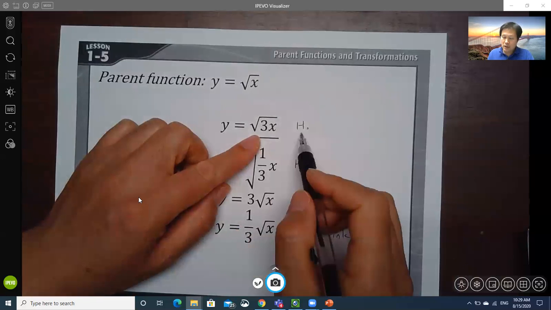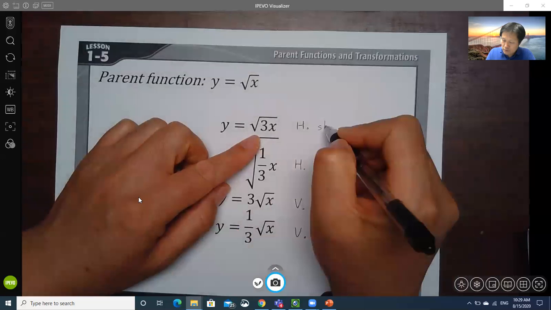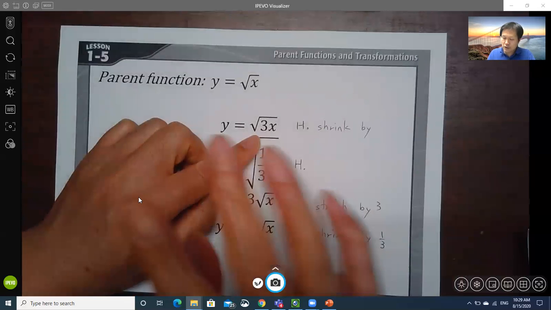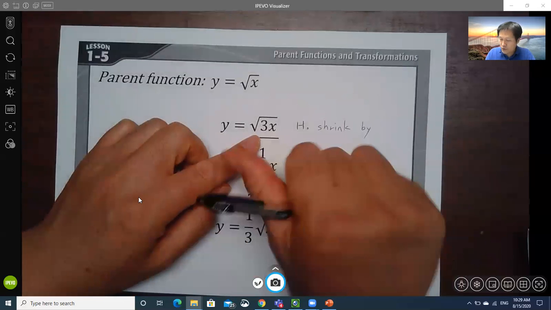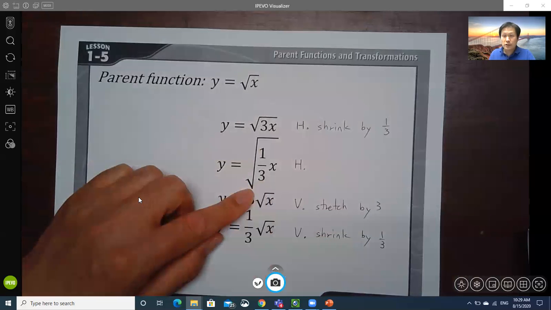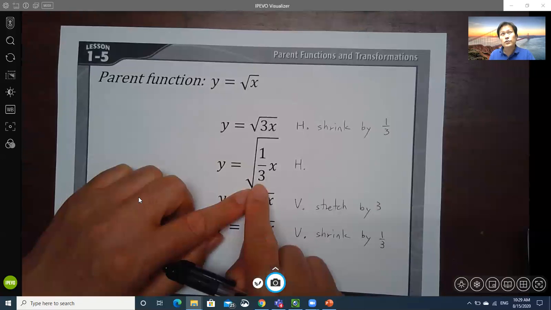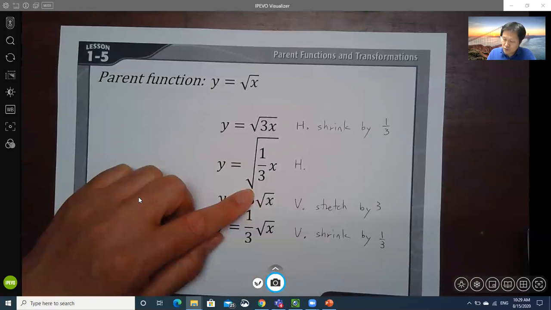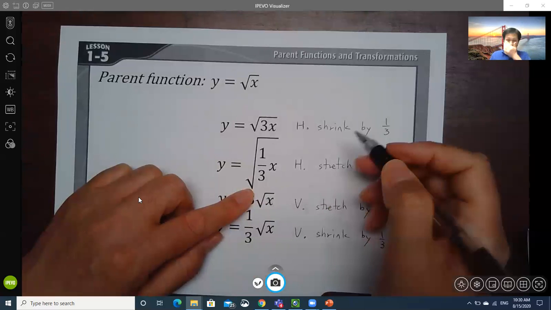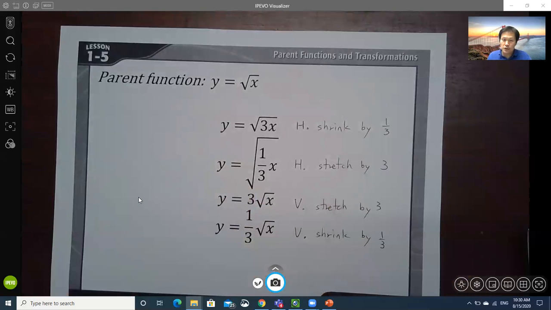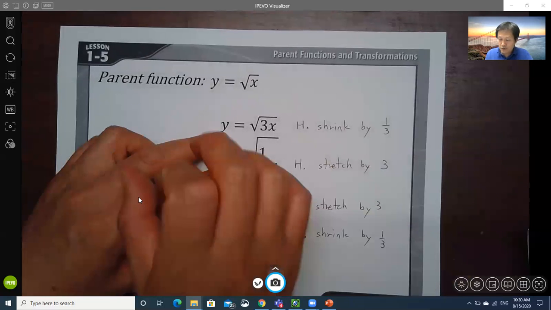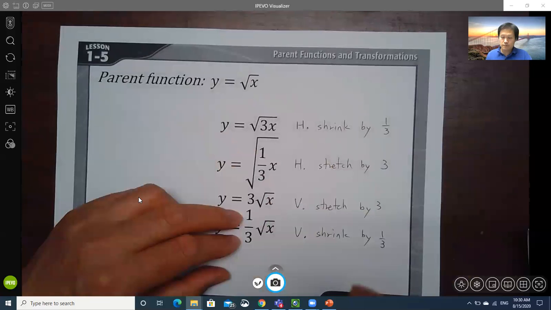Horizontal, you gotta go opposite. Should be shrink by, flip it. Shrink by 3 doesn't make any sense. 3 is 3 over 1. Flip it. Shrink by 1/3. 1/3 is a smaller number, 0.33, less than 1. So you want to say shrink, but you gotta go opposite. Stretch by, flip it. Okay, and graph accordingly: horizontal, the x value will change; vertical, the y value will change. Okay.